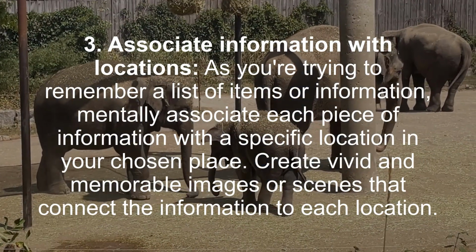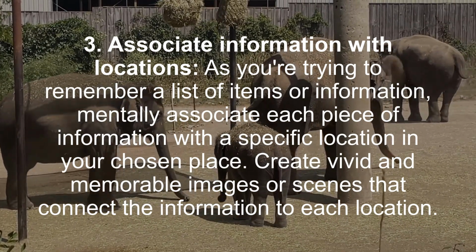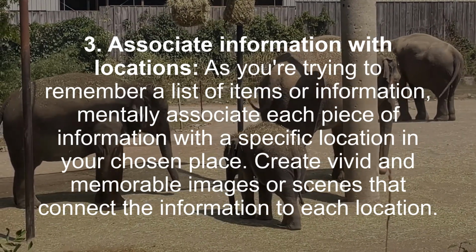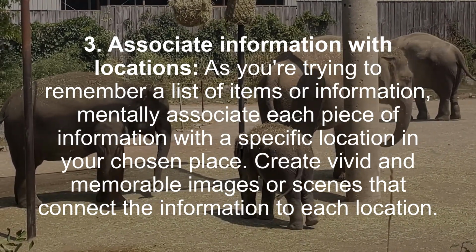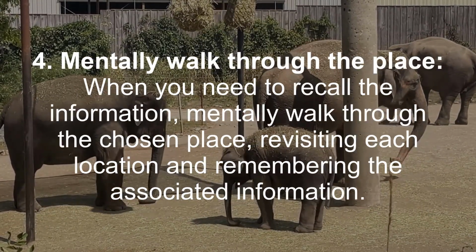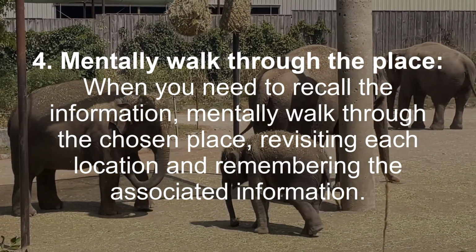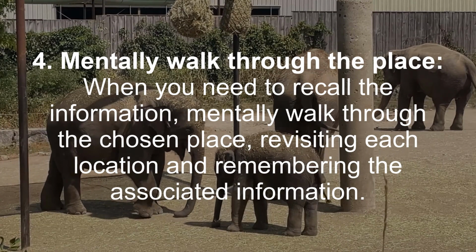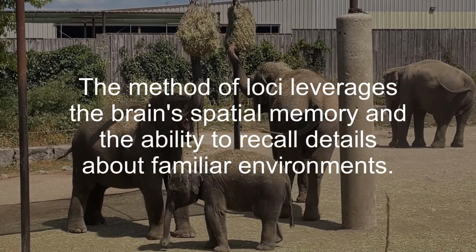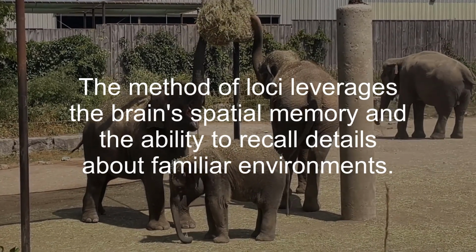3. Associate information with locations. As you're trying to remember a list of items or information, mentally associate each piece of information with a specific location in your chosen place. Create vivid and memorable images or scenes that connect the information to each location. 4. Mentally walk through the place. When you need to recall the information, mentally walk through the chosen place, revisiting each location and remembering the associated information.